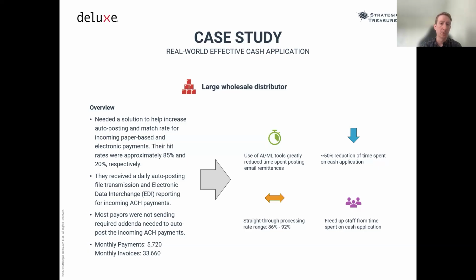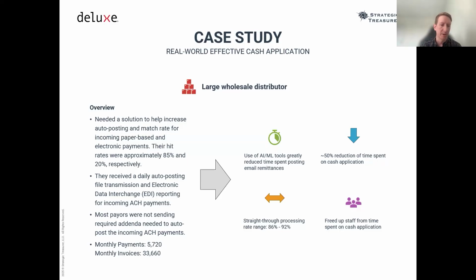Sure. So this was a large wholesale distributor, and on the left-hand side there, you can see they were doing multiple types of payments, right? Their straight-through posting on paper payments was about 85%, and on the electronic ones, it was 20%. Things like ACH typically don't come with the full identity data to make that match. They did receive a daily auto posting file transmission, and most payers, I think I mentioned this, were not sending the required addenda needed to auto post the incoming ACH payments.